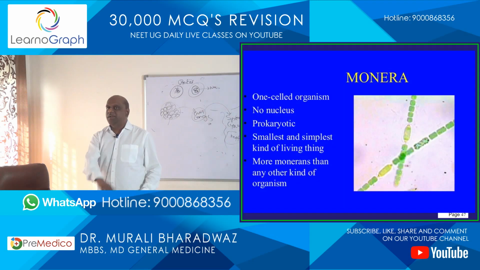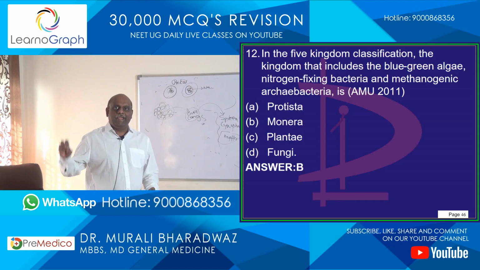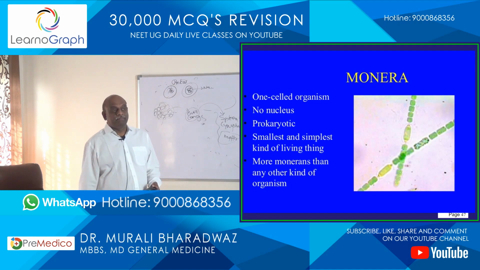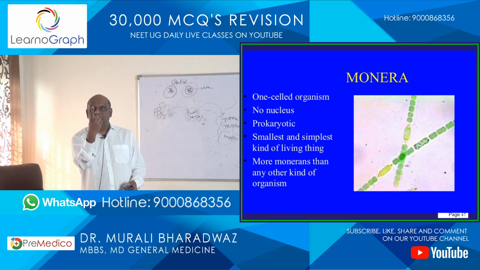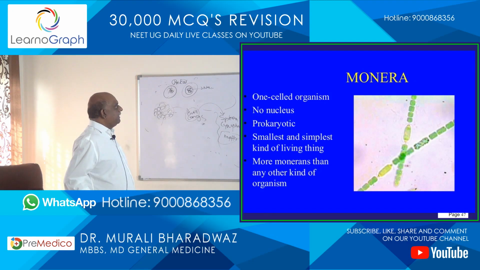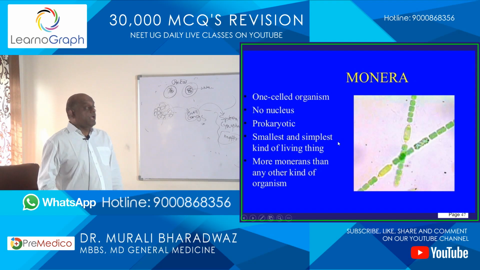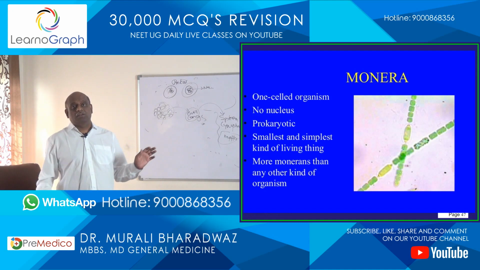Now, let's talk about Monera. Under the five kingdom classification, we have Monera, Protista, Fungi, Animalia, Plantae, right? You will not forget that, right? Now, in Monera, what does mona mean? One. They are one-celled organisms. There is no nucleus, therefore they are prokaryotic. And they are the smallest, simplest kind of living thing. There are more monerans than any other kind of organism in this entire world. That is what you should remember.